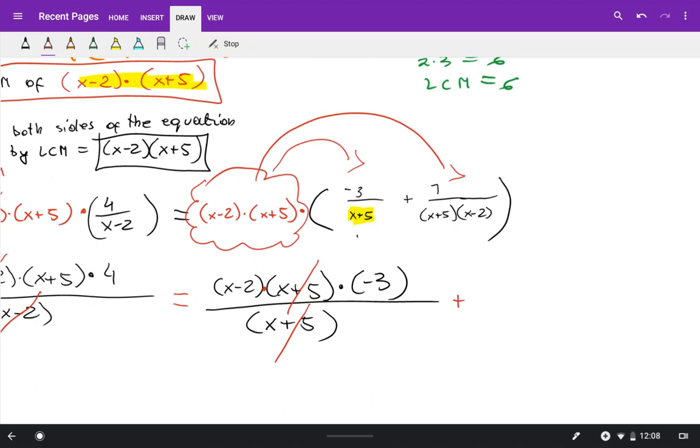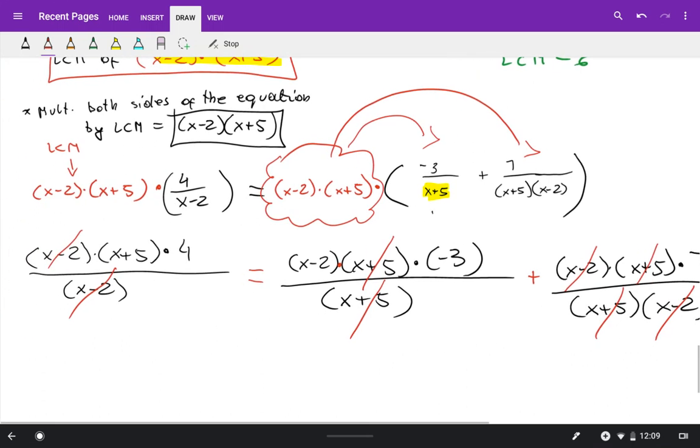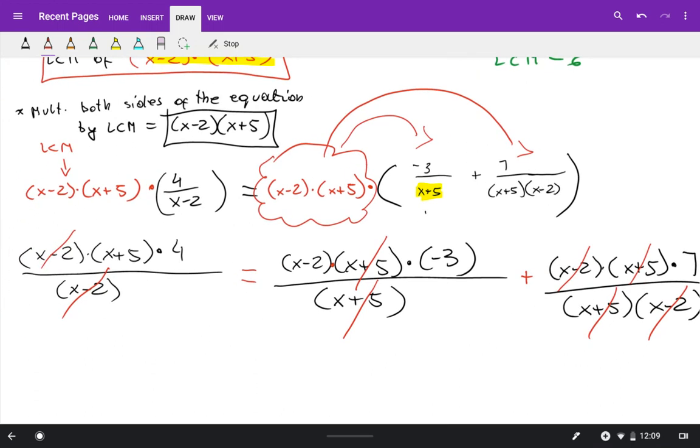So we have x minus 2 times x plus 5 times 7 over, and copy the denominator, which is x plus 5, x minus 2. I know it looked bad, but look what happened. x minus 2, x minus 2 cancel, x plus 5, x plus 5 cancel. So a lot of stuff will simplify.